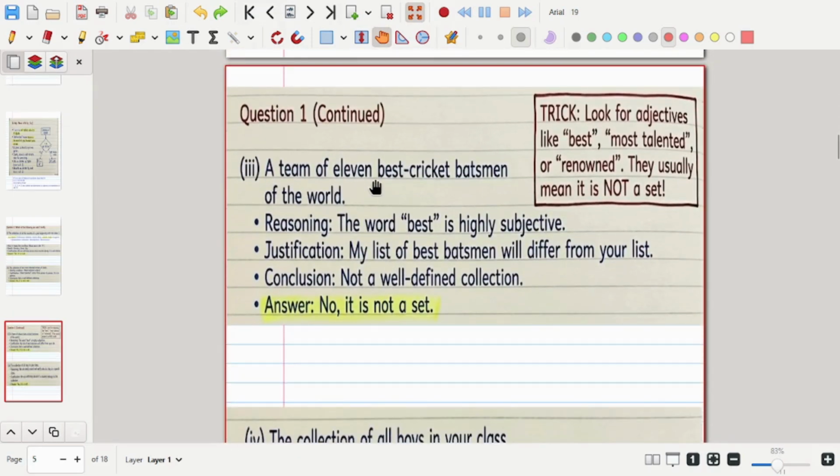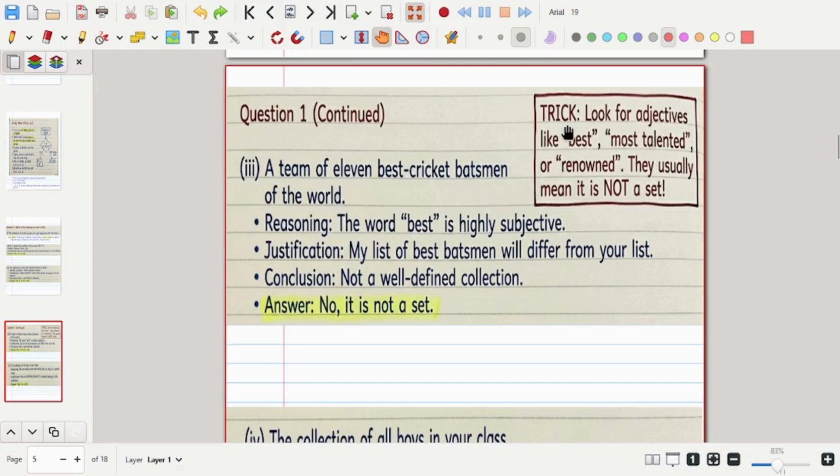A team of 11 best cricket batsmen of the world. The word best is highly subjective. That means it varies from person to person. My list of best batsmen will differ from your list. Maybe my list contains Brian Lara, Sachin Tendulkar, Rohit Sharma, but your list may be different. It may contain Virat Kohli, Dhoni, etc. So it depends on personal opinion. Therefore, it is not a well-defined collection. Therefore, it is not a set.